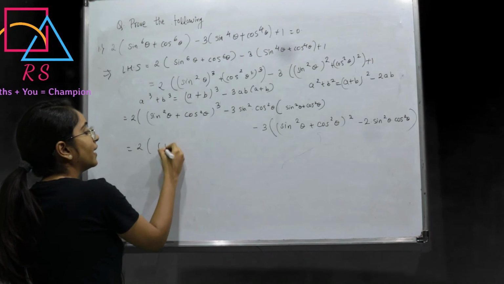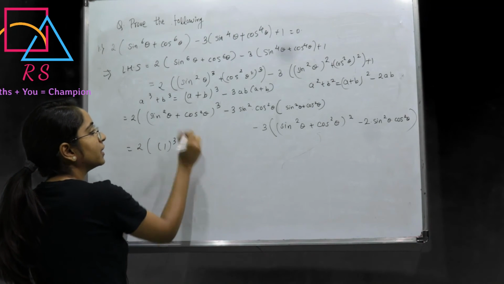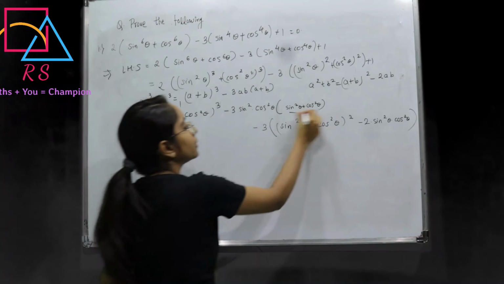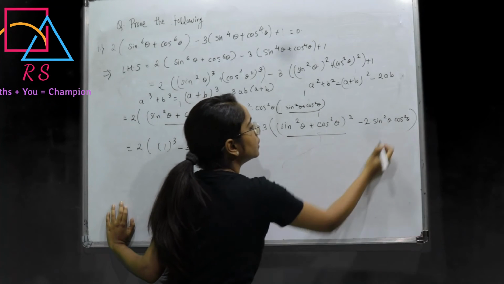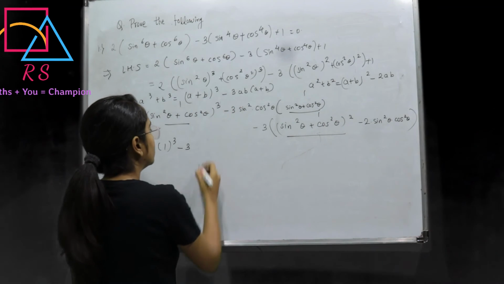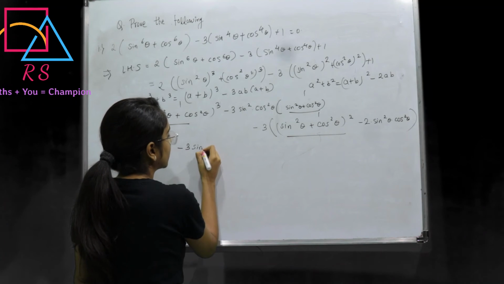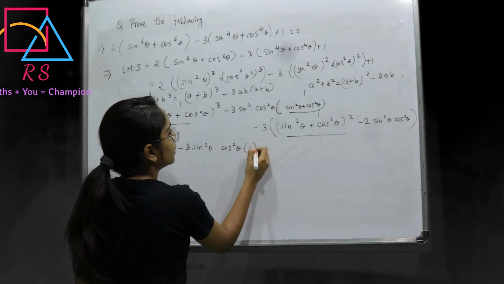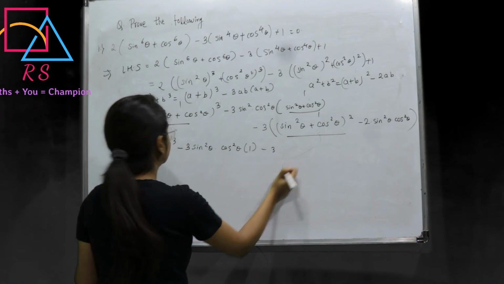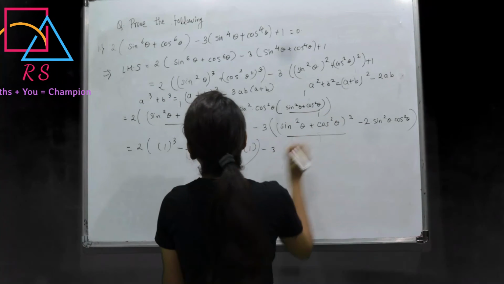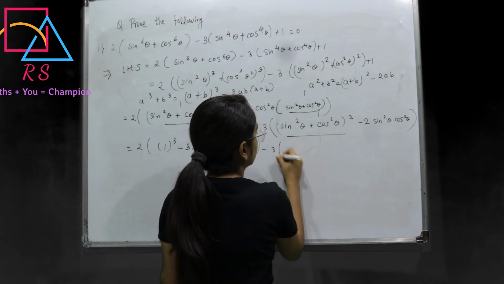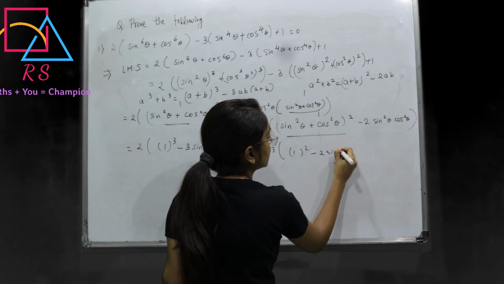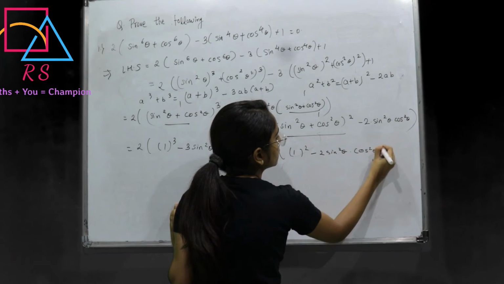Here I'll further put the value of sine square theta plus cos square theta, which is nothing but 1. I'll further simplify it: 1 cube minus, using the identity, here also sine square theta plus cos square theta is 1. Here also it's 1. So I'll further just put the values whichever can be simplified. Minus 3 sine square theta and cos square theta. Here also it's 1, minus 3 into the first bracket is completed here, 1 square minus 2 into sine square theta and cos square theta.